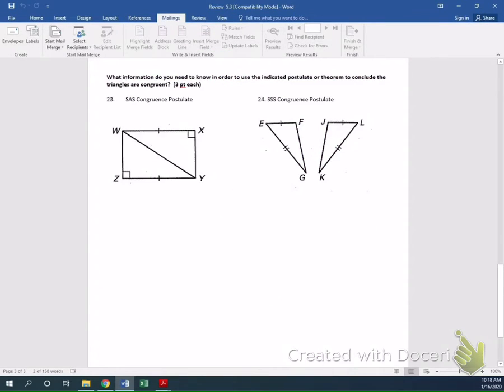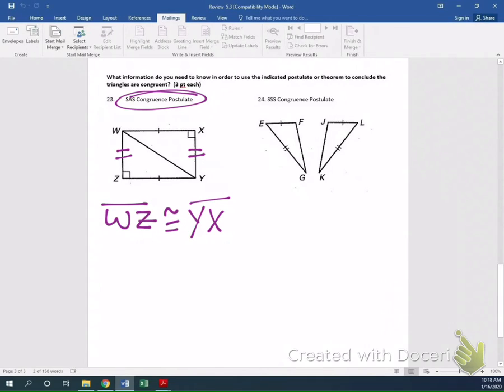All right, now on the back it's saying, if you want to use this, what do you still need? So if I want to use side, angle, side. So I have these sides, right? Need another side. Then I have these angles. I'm missing the sides. Everybody see that? For side, angle, side. Okay? So you can't just label it, you have to actually explain. So WZ has to be congruent to YX.